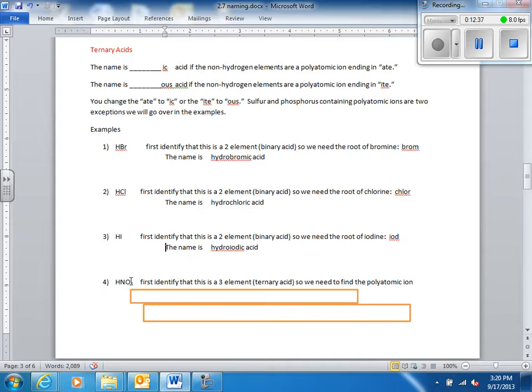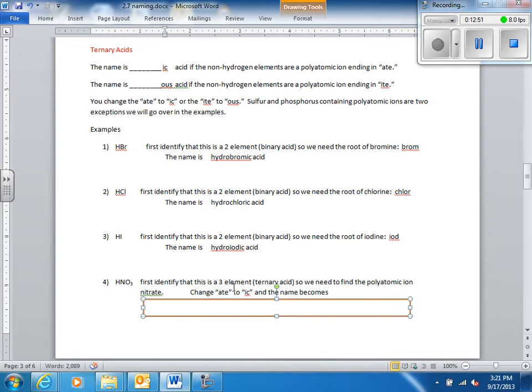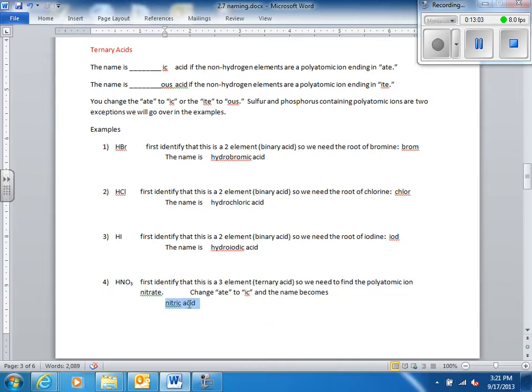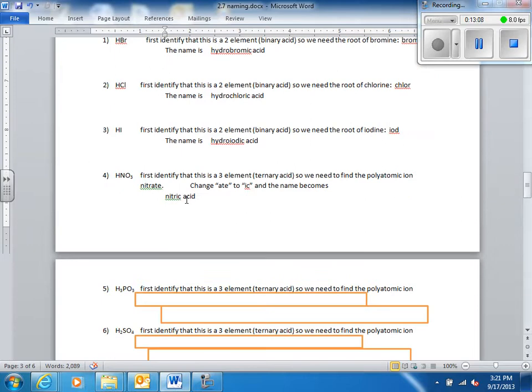So notice there's 3 elements. Ternary, that means we've got a polyatomic ion right here. So you look up NO3, get out your polyatomic ion sheet and look up NO3. Nitrate. We change the ate to ic. Remember, ate goes to ic, ite goes to ous. So instead of nitrate, we say nitric acid. There you go, right there. Notice there's no hydro. This word acid right here says there's hydrogen in the compound.